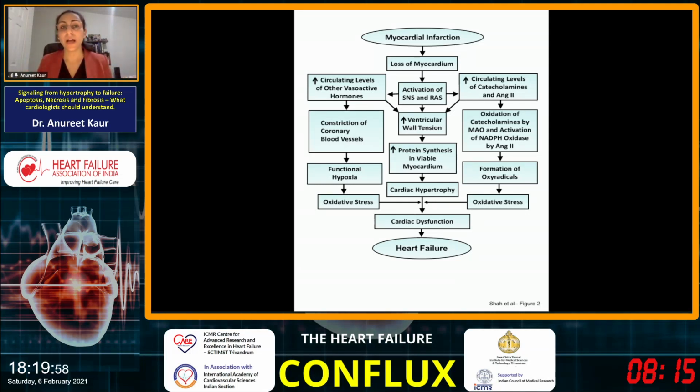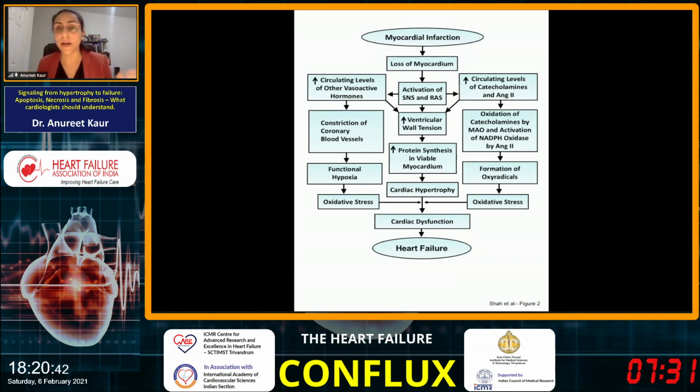On the other hand, as hormones have increased, they cause constriction of coronary blood vessels and functional hypoxia, again because of disproportionate capillary bed development. The mitochondria release certain monoamine oxidases, which can cause oxidation of catecholamines. And then, of course, angiotensin 2 is activated because of NADPH. All these cause formation of oxyradicals like superoxide ions and hydroxyl ions, which creates a situation of oxidative stress.